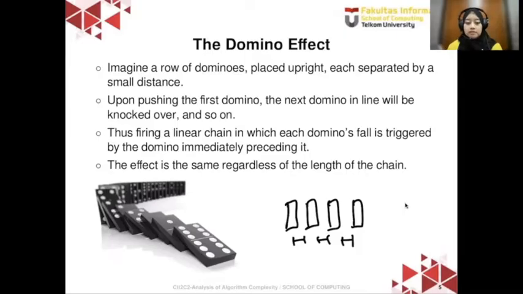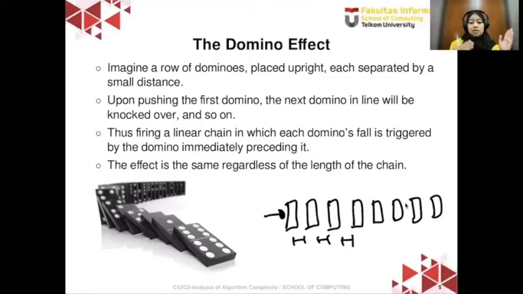Upon pushing the first domino, the next domino in line will be knocked over and so on. So when we push this one, the next domino will also be pushed and so on. Thus, forming a linear chain in which each domino's fall is triggered by the domino immediately preceding it. The effect is the same regardless of the length of the chain. So even if we have a very, very long chain, the effect will be the same. If one falls and triggers the next domino, then it will also trigger the next dominoes until the end of the row.